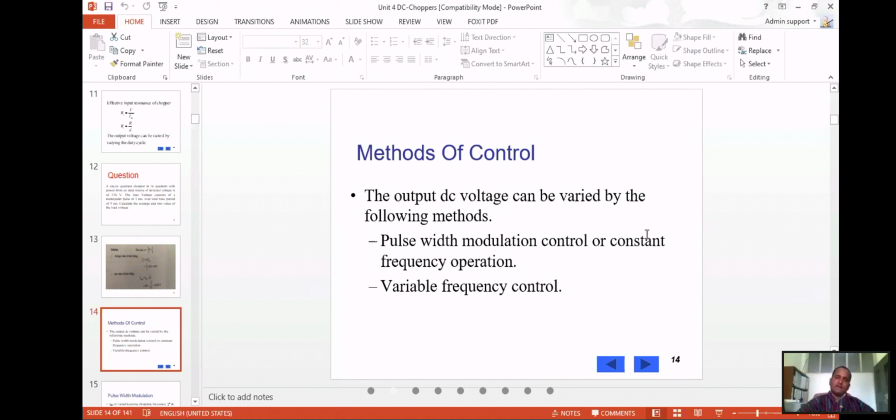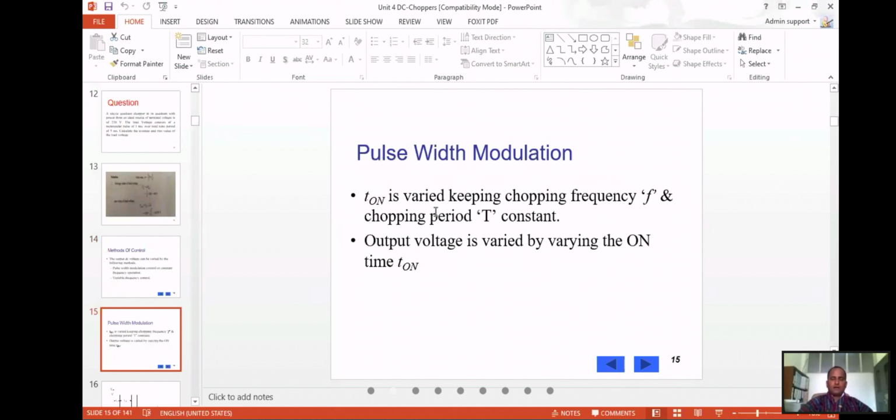So most of the time they use pulse width modulation control, where the frequency is kept constant. In pulse width modulation, T on is varied, keeping the chopping frequency F and the chopping period T constant. The output voltage will vary depending on the on time, T on. So how long are you going to keep your switch on, and how long are you going to keep your switch off? It will depend on these two things.